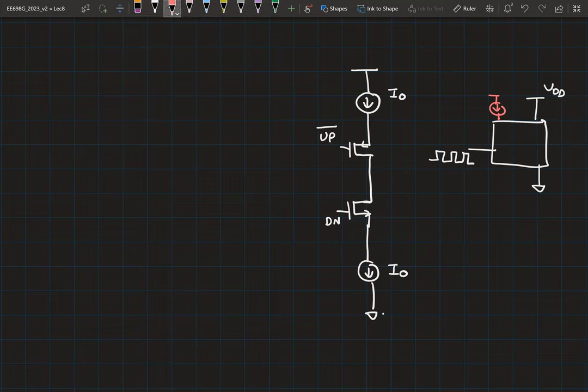So if this has a width of W by L5, and I give this a size of N times W by L5, what is the current flowing through this? N times IRF. Right? So this way I can multiply the IRF to a required value such that I get some I naught here. Okay. So now I have to replace this with a transistor. Tell me what to do.